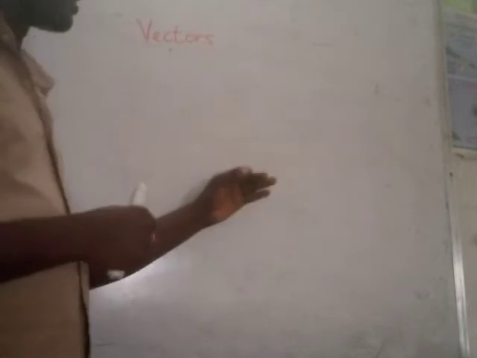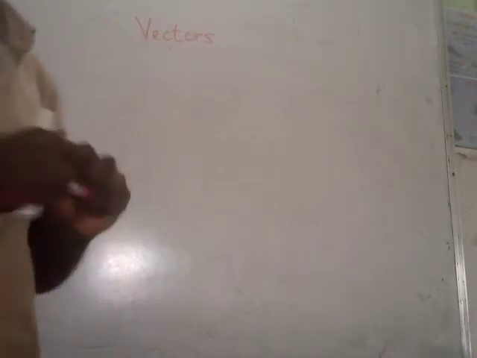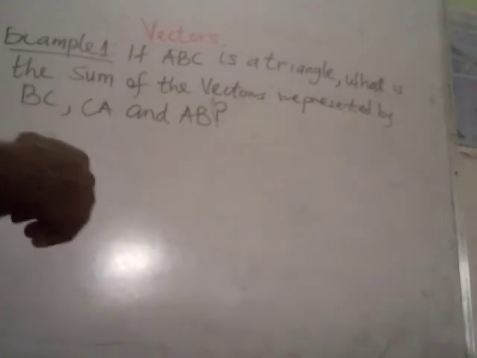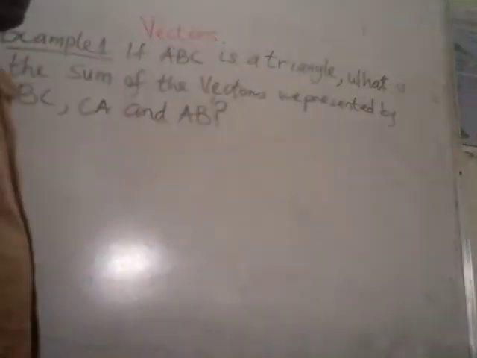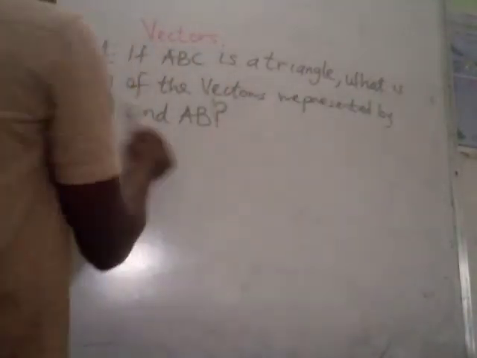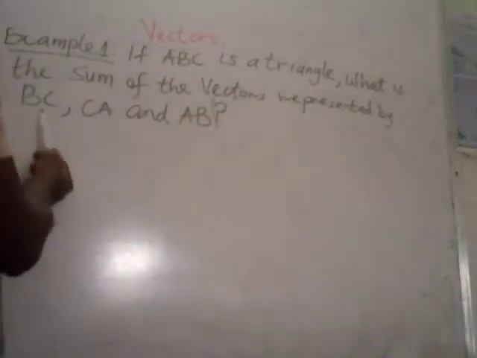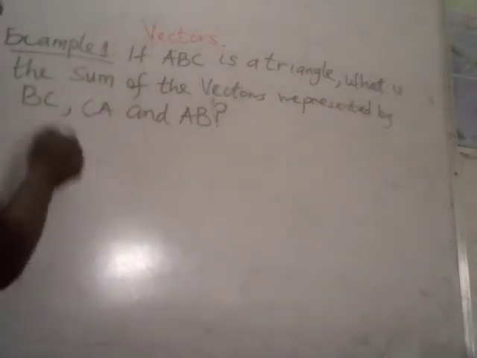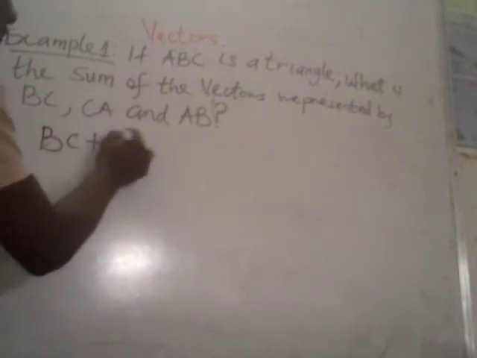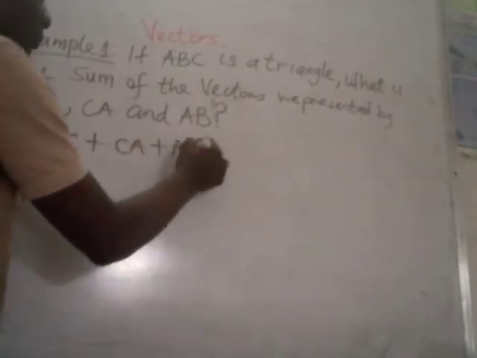Now, we will quickly take some examples to test our knowledge of what we have learned so far. Let's quickly look at these worked examples. Example 1: if ABC is a triangle, meaning that A, B, C are the vertices of a triangle, what is the sum of the vectors represented by BC, CA, and AB? We wish to establish the resultant of the sum of the vectors BC plus CA plus AB.